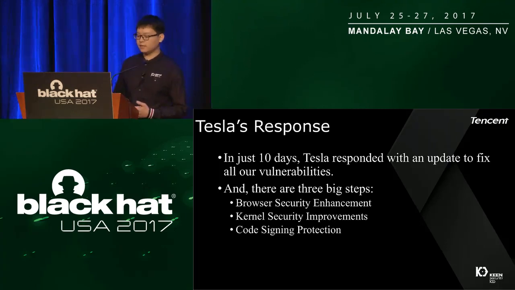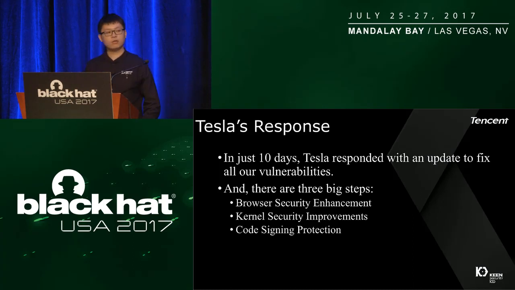In just 10 days, Tesla released an update package. We were curious about how Tesla fixed our vulnerabilities. When we dug into it, we found something quite interesting. Besides all the corresponding patches, Tesla introduced some new mitigations to protect the in-vehicle systems. Among all these security updates, there are 3 main areas: the browser, the kernel, and the code signing of ECU firmware.